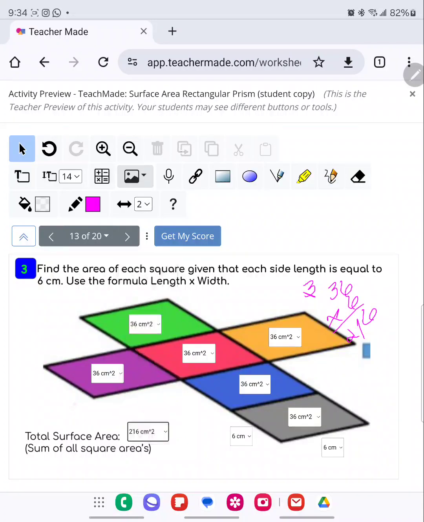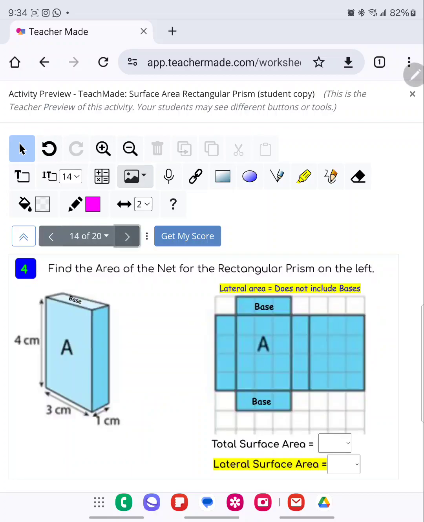There's your answer. Okay? So again, all we did is we multiplied 6 times 6 because that was the length of the square. We got 36. And we know that all the squares are the same size. And then you just found the surface area.